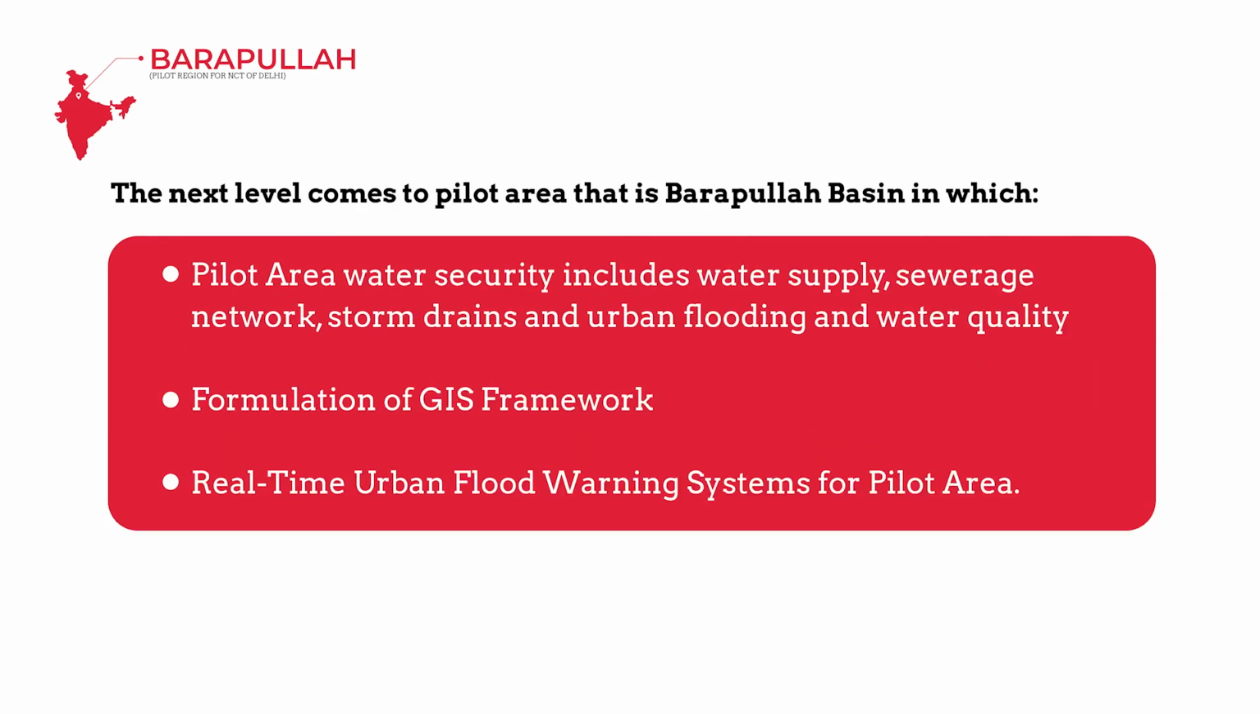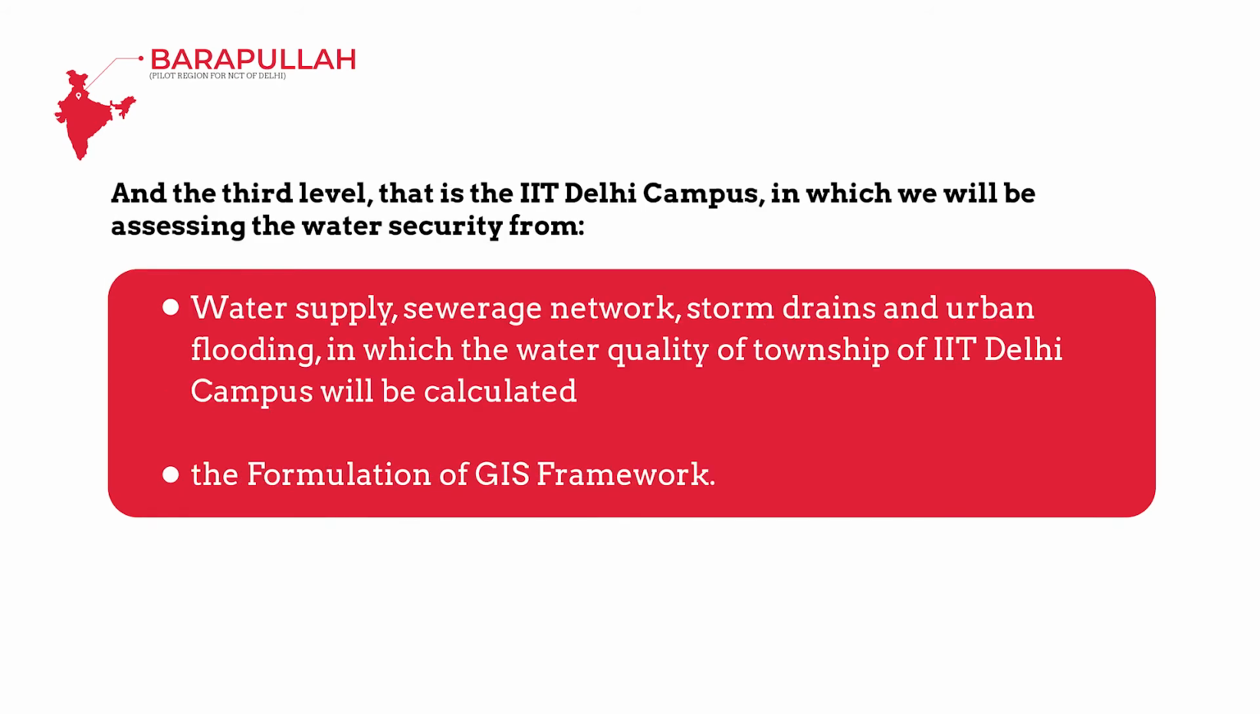Next level comes to pilot area, that is Barapullah Basin, in which pilot area water security includes water supply, sewerage network, storm drains, and urban flooding, water quality, formulation of GIS framework, and the real-time urban flooding warning system for pilot area. And the third level, that is the IIT Delhi campus, in which we will be assessing the water security from water supply, sewerage network, storm drains, and urban flooding, in which water quality of township of IIT Delhi campus will be calculated and the formulation of GIS framework.